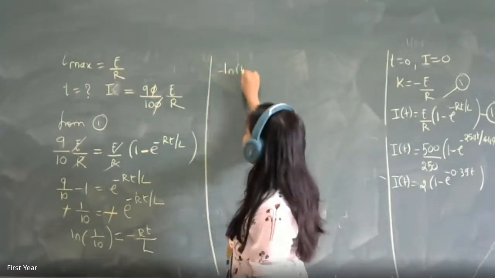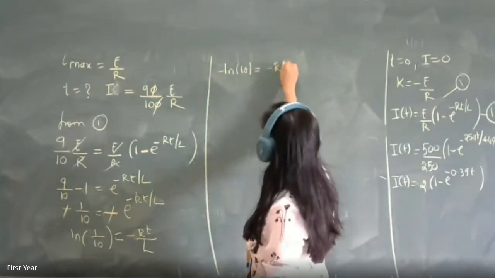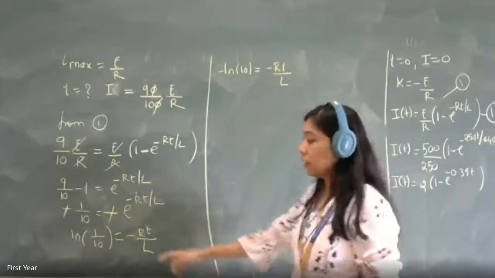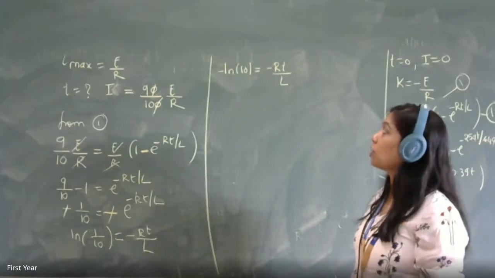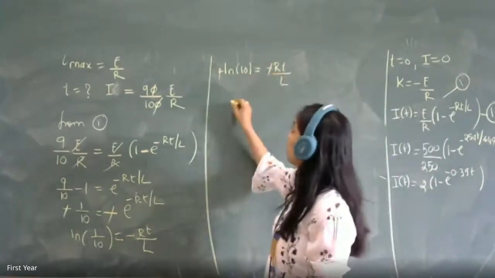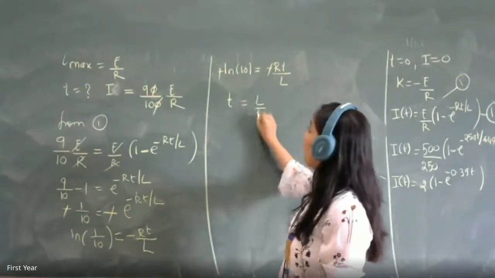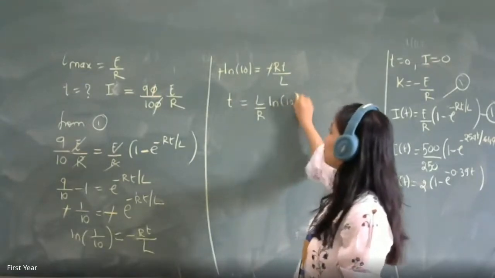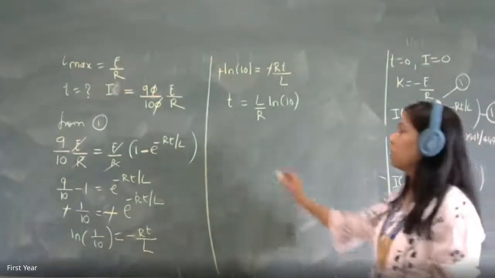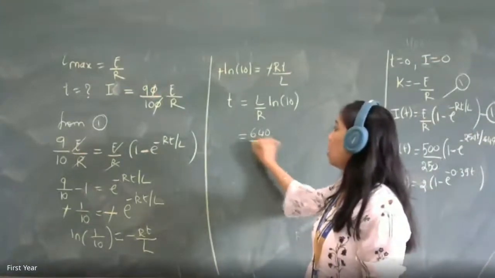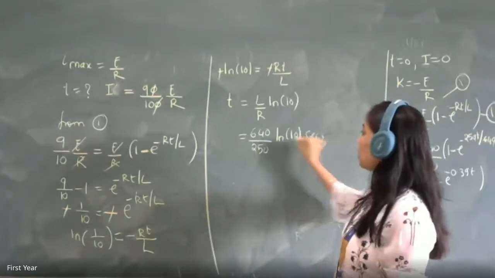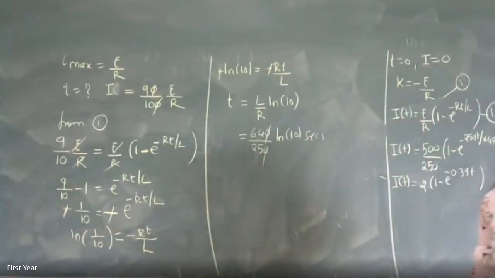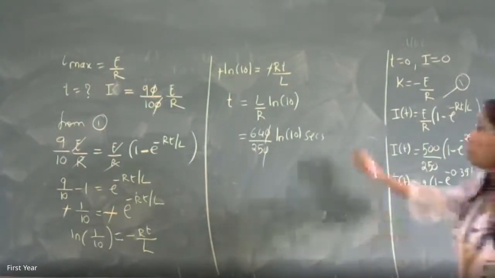minus ln of 10. Why has it been written as minus ln of 10? Log of a by b is log a minus log b, but log 1 is 0. So it is minus log 10 is equal to minus RT by L. This gets cancelled, and therefore the time required is L by R ln of 10. L is 640, R is 250, so ln of 10 seconds, and that is 64 by 25 ln of 10 seconds. Is this clear, everyone? This question is there for 2 marks.